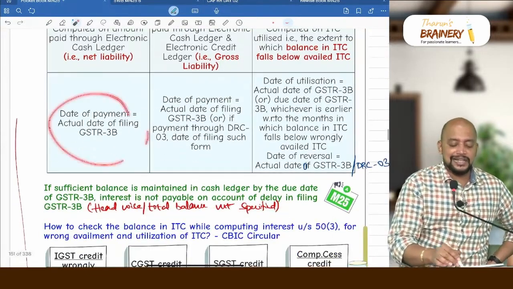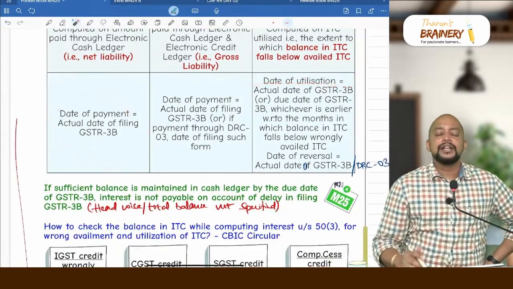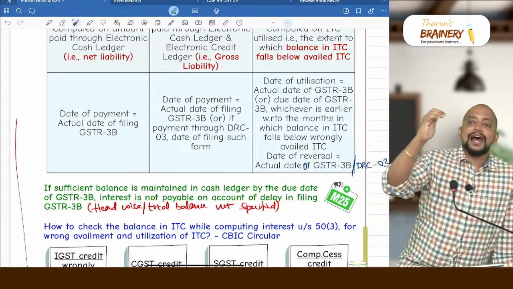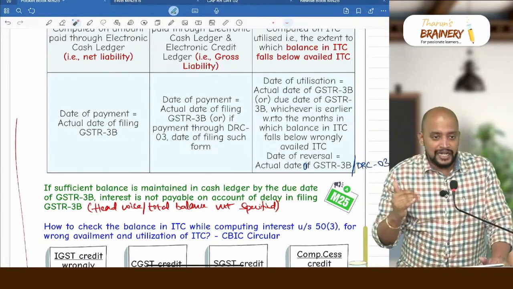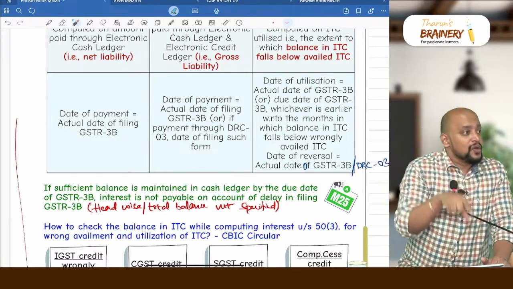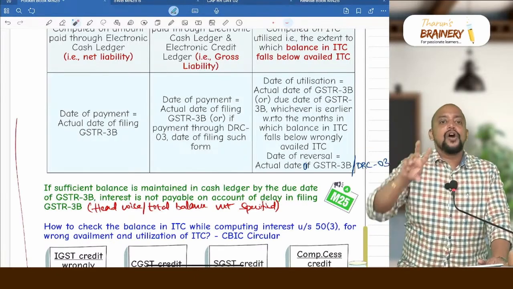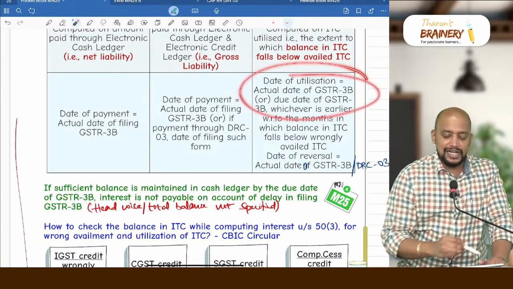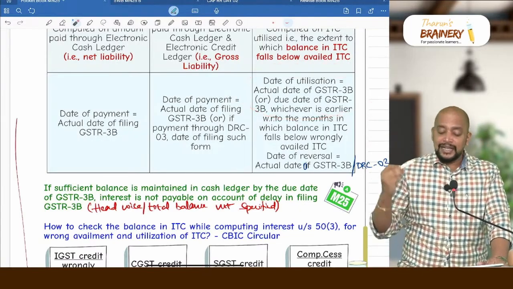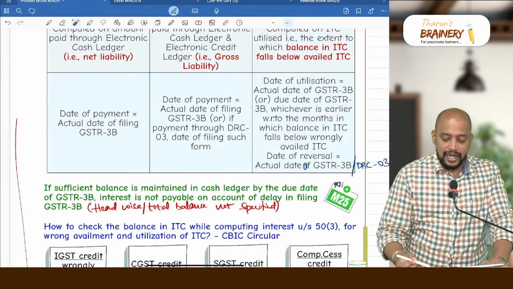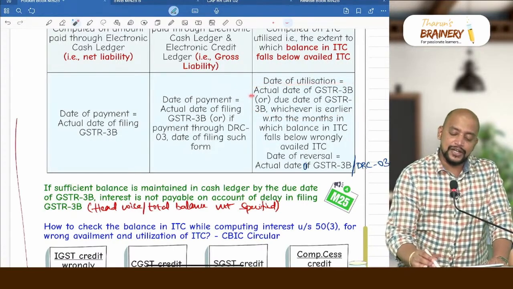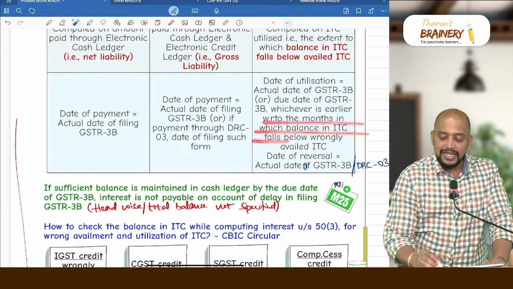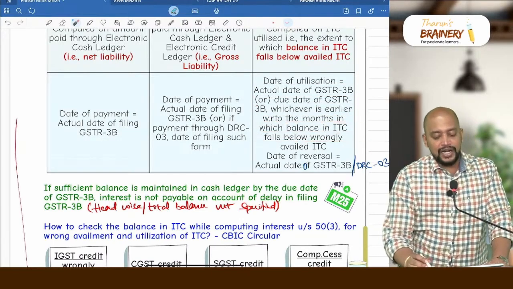And what is considered as the date of utilization? I told you, first you need to see the month in which the balance in ITC falls below wrongly availed ITC. For that month, whatever is the due date of 3B or actual date of 3B, whichever is earlier, will be taken as the date of utilization, and we need to pay till the month of reversal. So date of utilization is actual date of 3B or due date of 3B, whichever is earlier, with respect to the month in which balance in ITC falls below wrongly availed ITC.